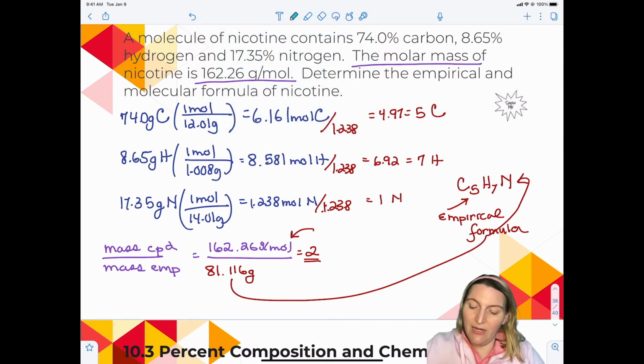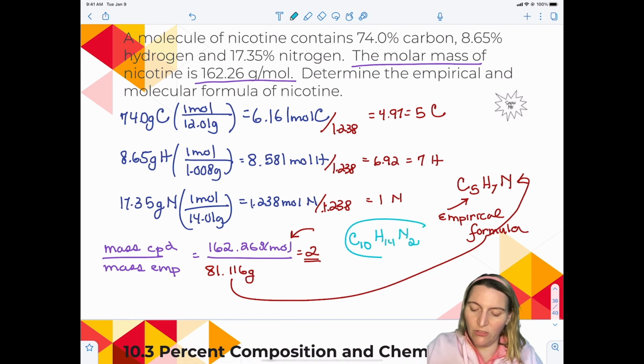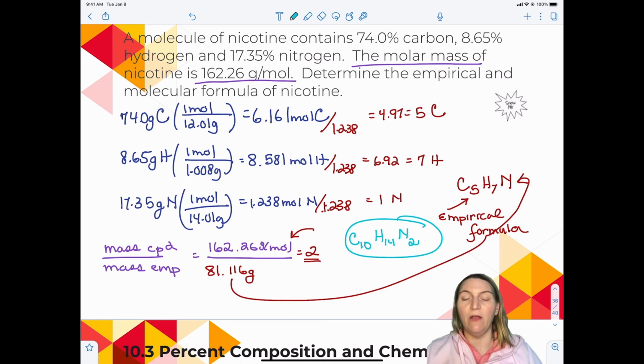That tells me that it's not C5. The actual formula is C10, H not 7, but 7 times 2, or 14, and not N1, but N2. This is the actual formula for nicotine: 10 carbon, 14 hydrogen, and 2 nitrogen.